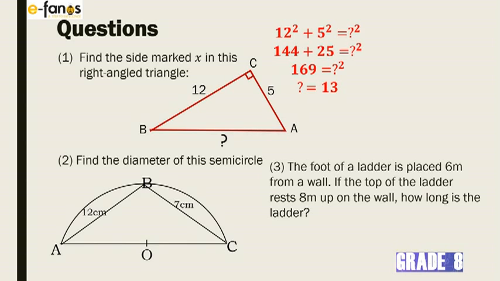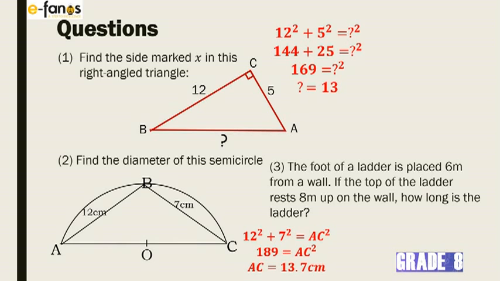Number 1, we do 12 squared plus 5 squared equals x squared. So 144 plus 25 equals x squared. So 169 equals x squared, and x equals 13. For number 2, we know that this is a right-angled triangle because the angle in a semicircle is always 90 degrees. So 12 squared plus 7 squared equals AC squared. So 193 equals AC squared, and AC equals 13.7 centimetres.